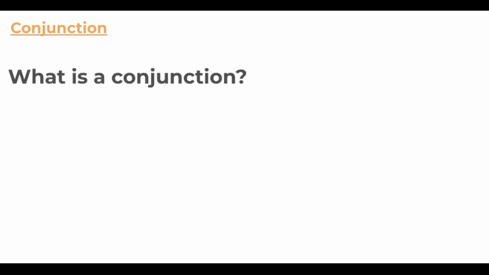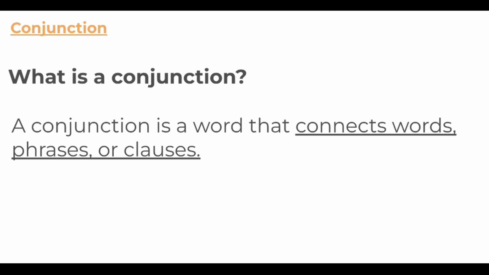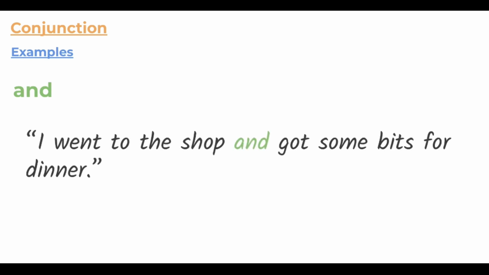Now, let's move on to conjunctions. What is this? Well, a conjunction is a word that connects words, phrases, or clauses. So you see conjunctions a lot. You might not know that they were called conjunctions, but I'm sure that you might recognize some of these words. Words like and. I went to the shop and got some bits for dinner. This is a very, very common conjunction. Without knowing it, probably we say and write it a lot.